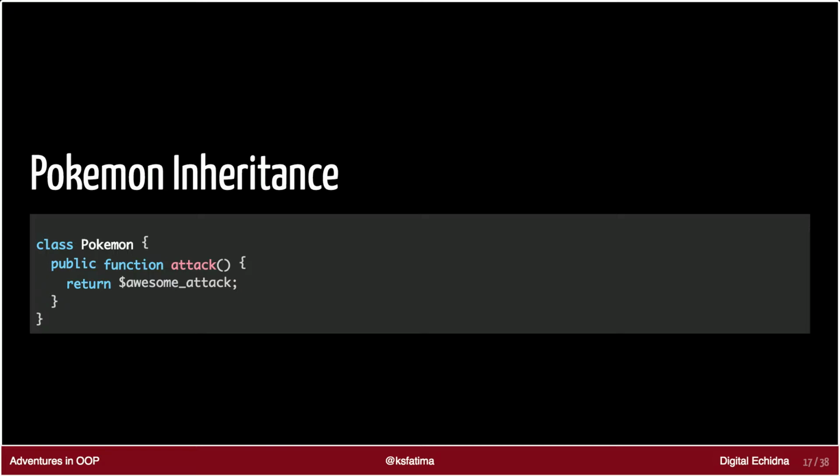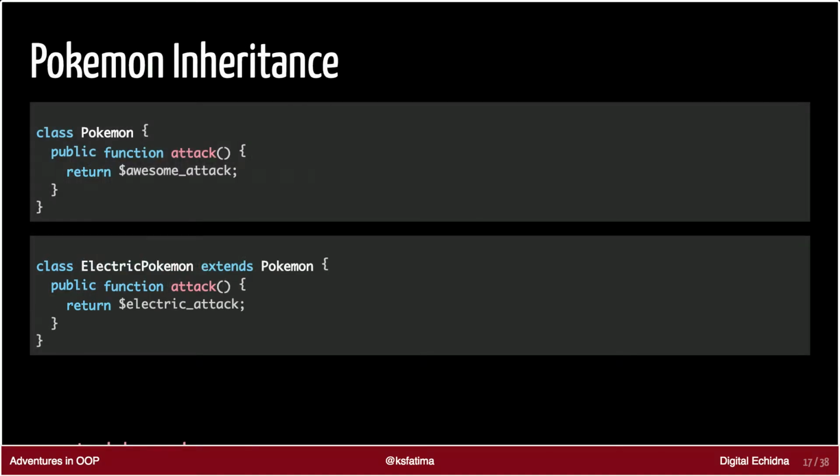So here's our class Pokemon again, and I sort of took out the properties so we can only focus on the attack function for now. And if we create a class electric Pokemon, we have to use the keyword extends to show that this class is inheriting from the parent class Pokemon. And then we have the same public function attack, but we're overriding this function in our child class to give it a different type of attack, which in this case is an electric attack.